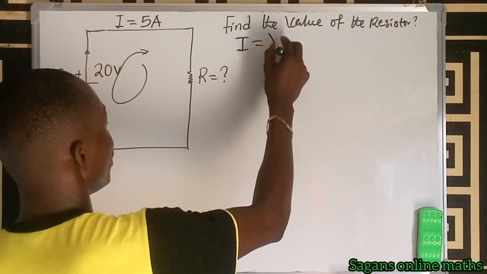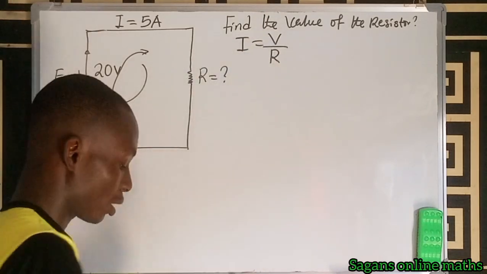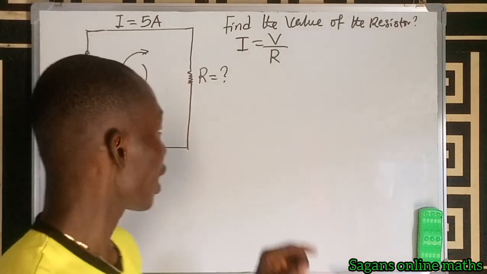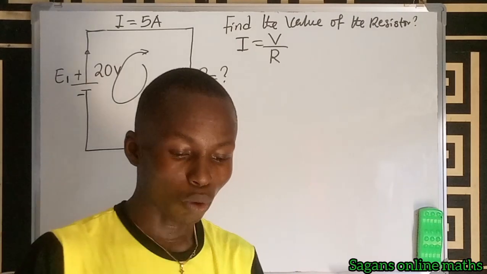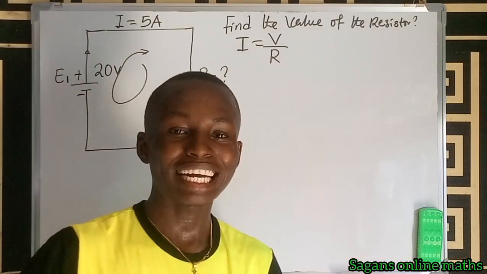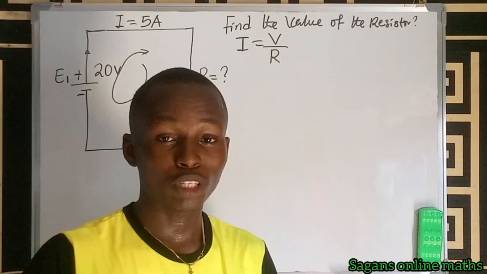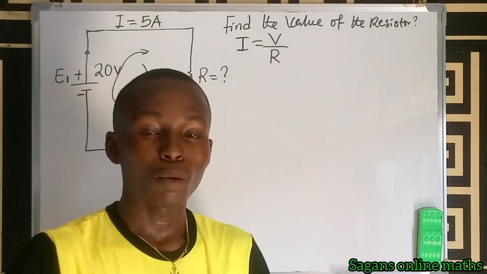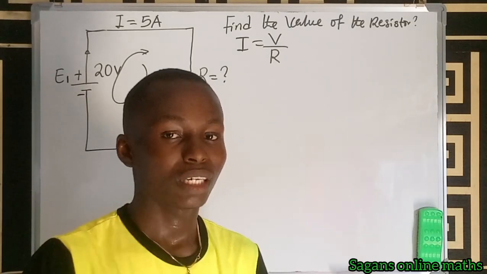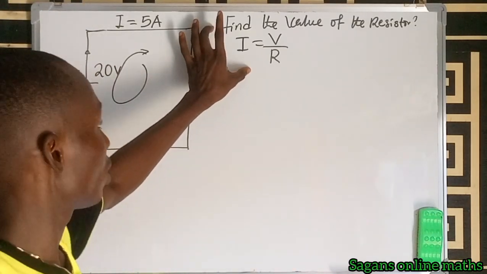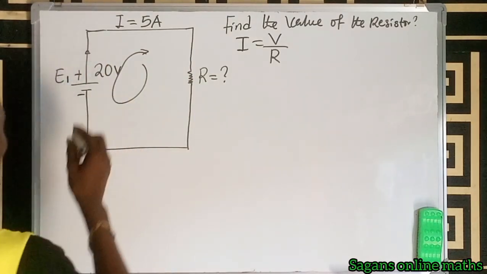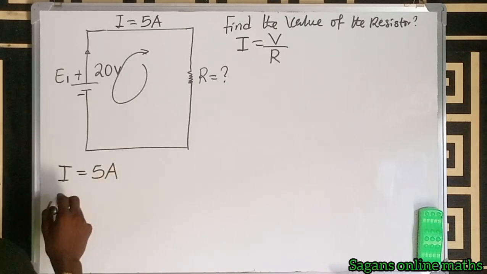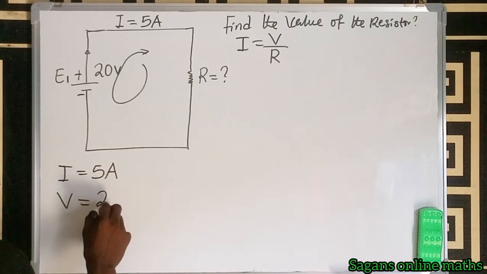I is equal to V divided by R. Now take note that Ohm's law states that the total amount of current that flows in a metallic conductor is directly proportional to the total voltage or potential difference, and inversely proportional to resistance, provided the temperature remains constant. From here you get your resistance. That means we know from the question that I, which is the total current, is equal to 5 amperes, and our V, which is our source, is equal to 20 volts.